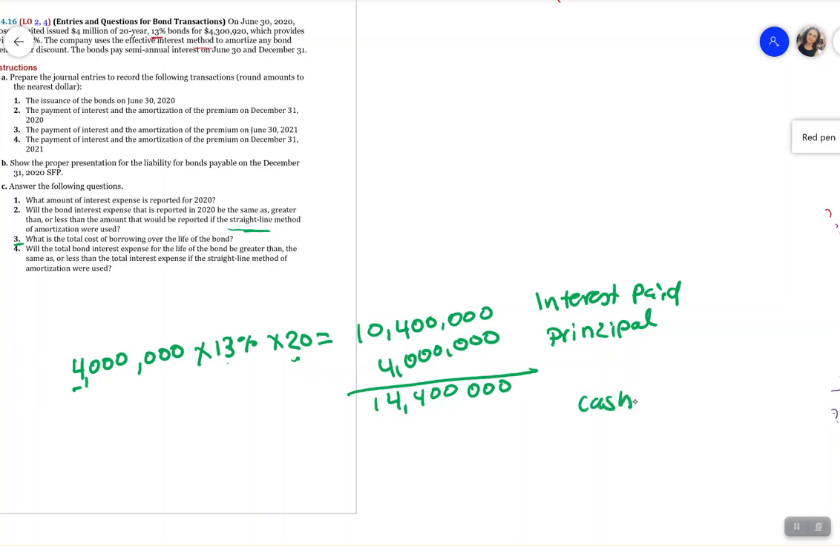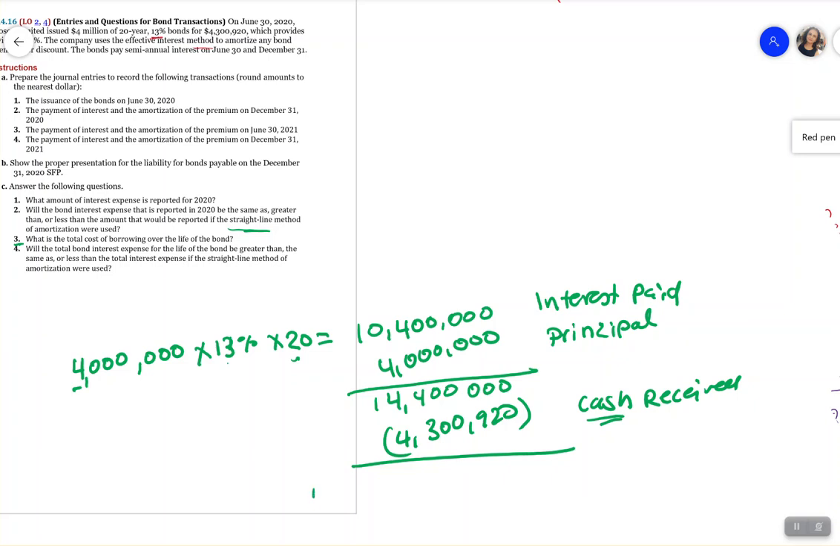But at the first entry, they gave us cash, so we received some cash. Remember, when we issue a bond, we record a debit to cash and a credit to bond payable. This is the cash we received when we issued the bond. That was the present value of our bond, 4,300,920. So the difference between those will be the borrowing cost over the life.